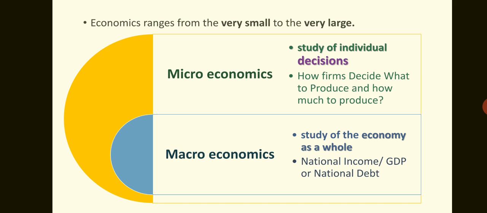Next is, what is microeconomics and macroeconomics? So, economics ranges from the very small to the very large. What is microeconomics? Microeconomics is the study of individual decisions. How individuals make decisions about what to buy, how firms make decisions about what to produce, how much to produce, from whom to source materials, and the like. And macroeconomics deals with the study of how the economy as a whole works, like national income, GDP, GNP, that is gross national product, gross domestic product, and national debt.